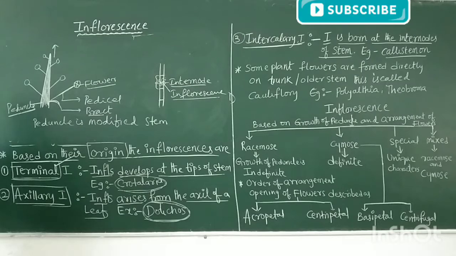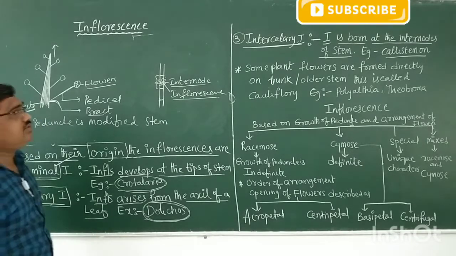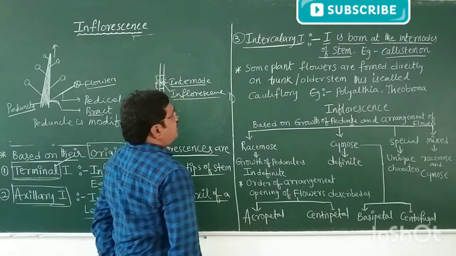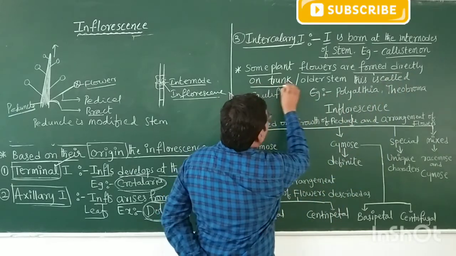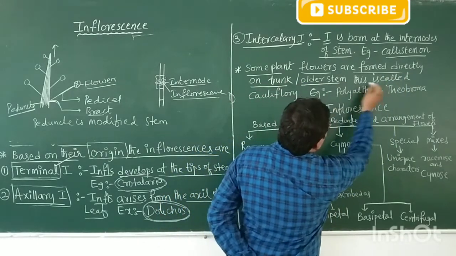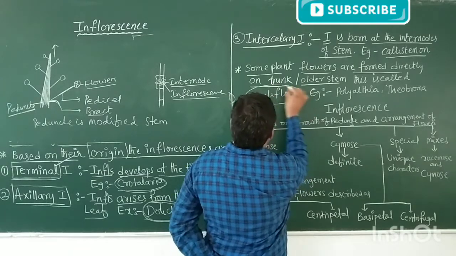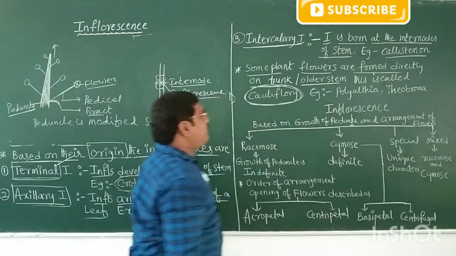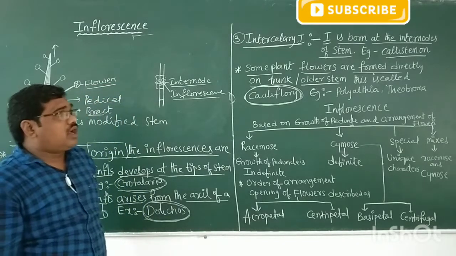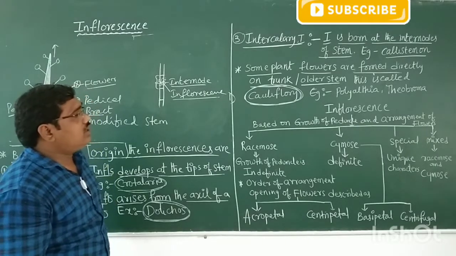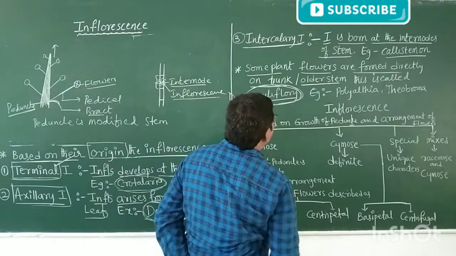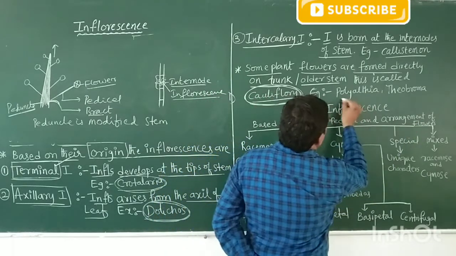So these are the three types of inflorescence based on the origin of the inflorescence on the stem. Right. Next, in some plants, the flowers are formed directly on the trunk or older stem. This is called cauliflory. Example: Polyalthia.